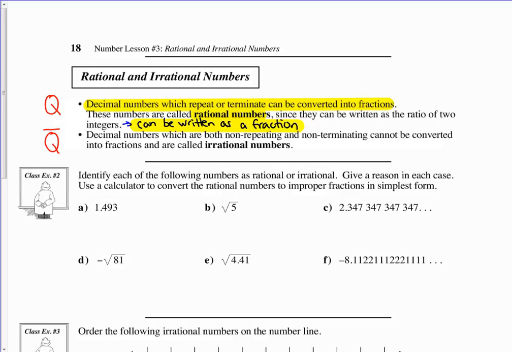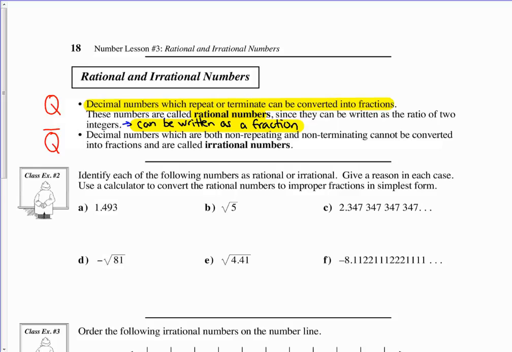Oh, this is in the wrong spot. Sorry. Here you go. Rational can be written as A over B. And then decimals, they have to repeat or terminate. Then it's a rational number. Then it can be written as a fraction.